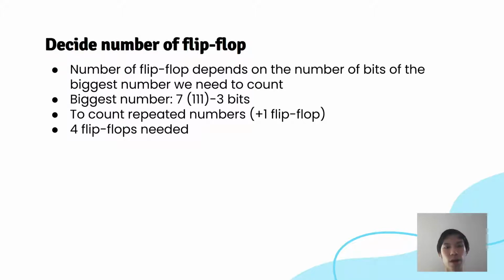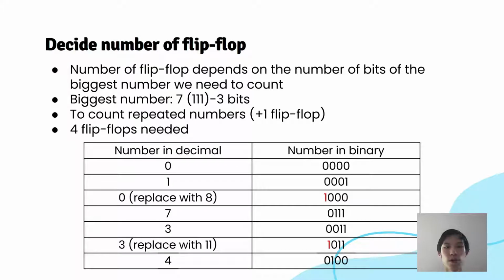The reason we need to add 1 more flip-flop is we need to replace the repeated numbers with another number that has the same first 3 bits but a different most significant bit. For example, 0, which is 0000 in binary, I need to replace it with 1000, and this 3, 0011, another 3, I need to replace it with 1011.